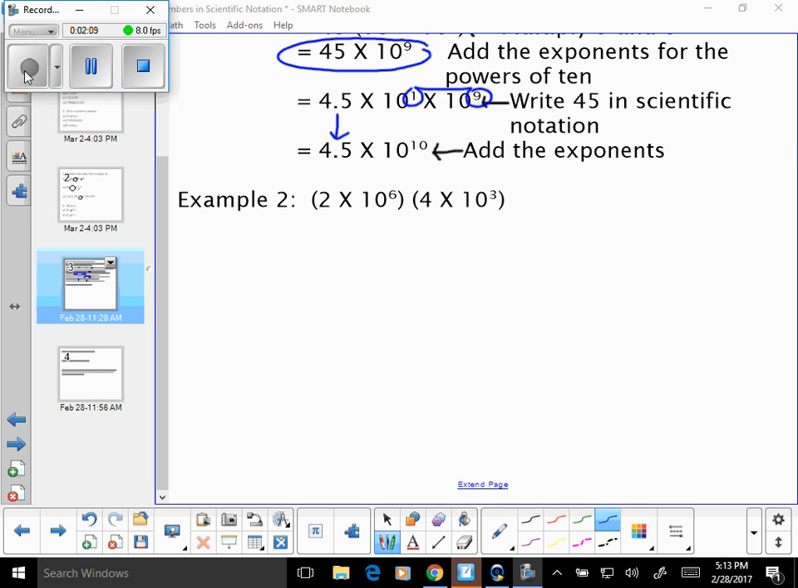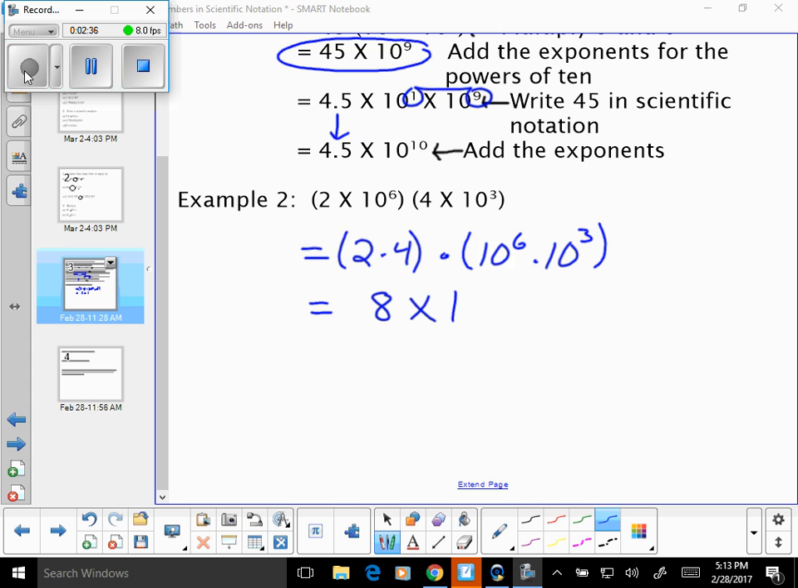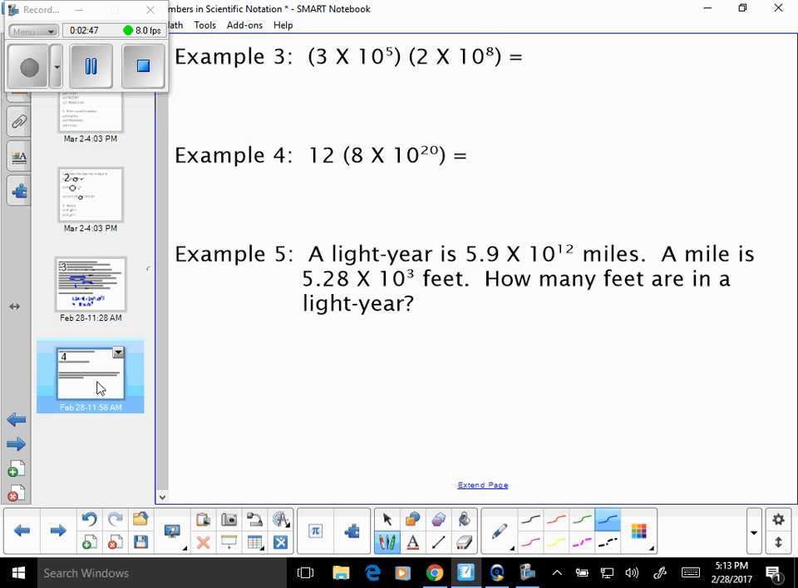In example 2, I am going to take 2 times 4. I want to say 8 right away, so that's not too good. 2 times 4 times 10 to the 6th times 10 to the 3rd. 2 times 4 is 8. I'm going to switch over to a times sign. 10 to the 6th times 10 to the 3rd. Remember what that is? Yes, it's 10 to the 9th. This time my answer is in scientific notation, so I am actually done with the problem. Let's go on to example 3.